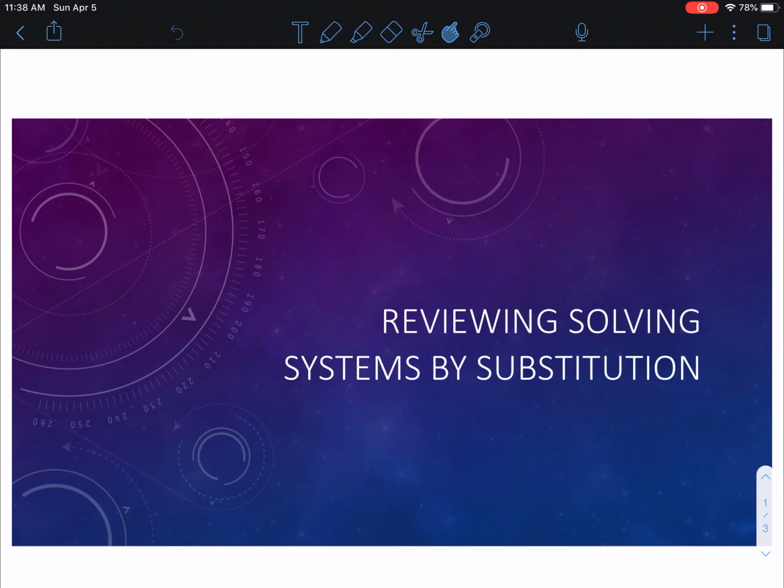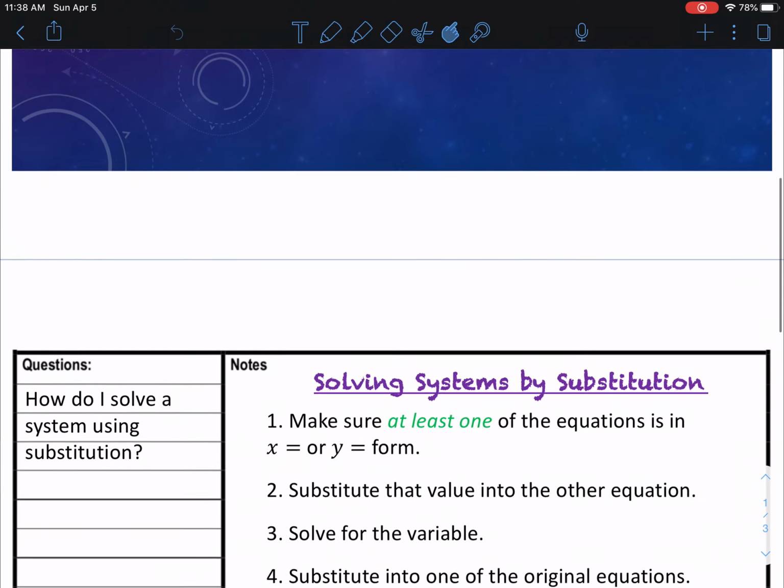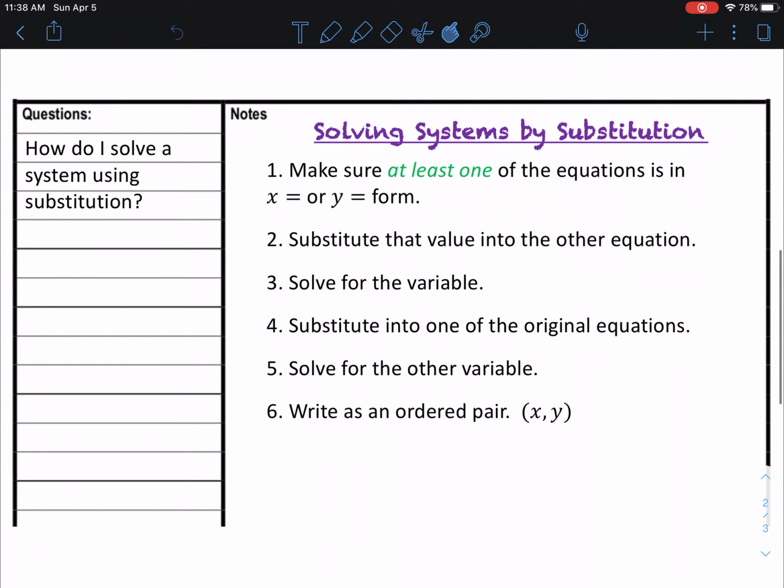Hello, this is a video to review solving systems by substitution, and this is the second way that we learned. The first way was graphing. So here are the steps to solve a system by substitution. You can pause the video and review these as you need to.